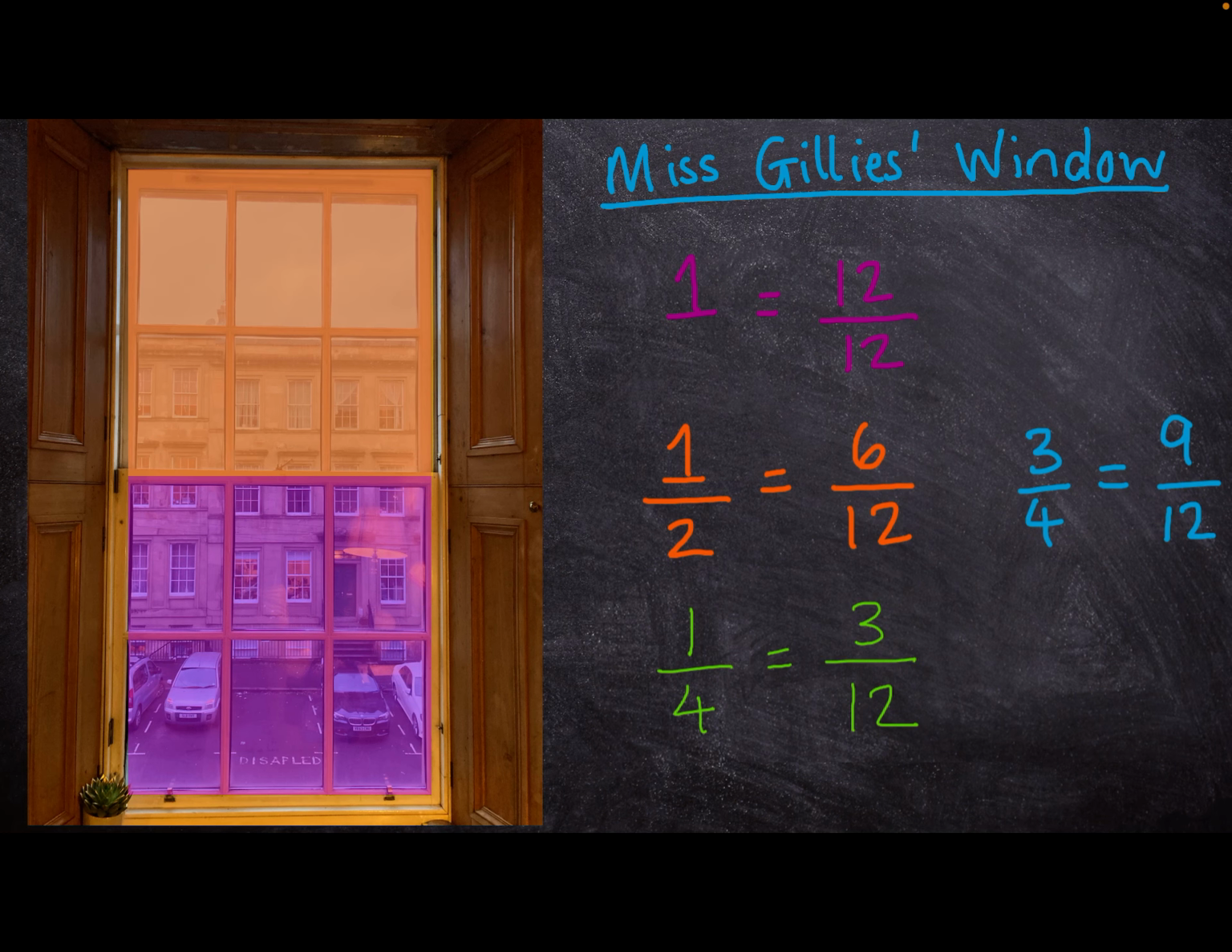Next, I'm going to look at half of my window. Half of my window, that's exactly half of the whole. And can you see that there's 1, 2, 3, 4, 5, 6 out of all the 12 rectangles. So therefore, half is equal to 6/12.